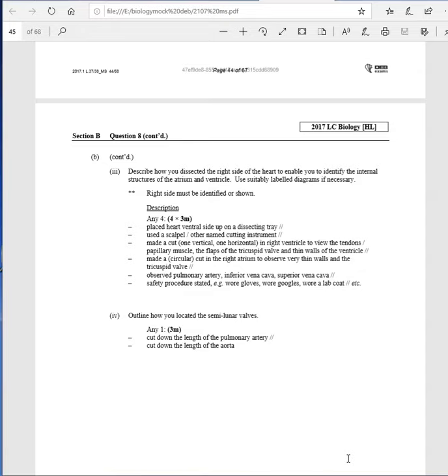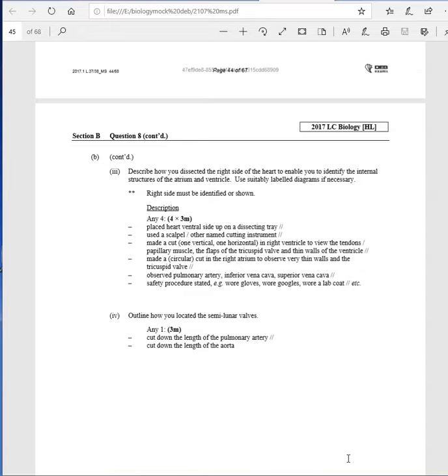All right. In terms of what I would say, you placed your heart on the dissecting tray, you used a scalpel, and then you cut up the heart. Okay, so you cut up the heart, peeling it back, looking for your valves. All right, so on the right side of your heart, you are looking for your tricuspid valves. And you could also then say that you observed the thin wall. Okay, and then you identified your arteries and your veins.